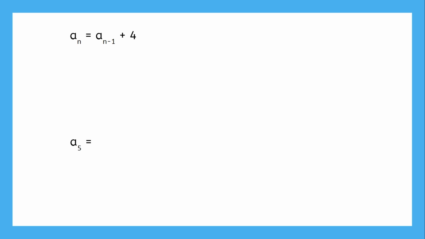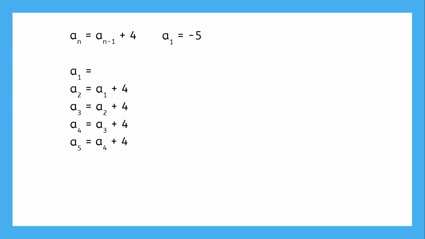Any term is equal to the previous term plus 4. We want to find the 5th term, which is equal to the 4th term plus 4. So to find the 5th term, we'll need to know the 4th term, which is 4 more than the 3rd term. And that requires us to find the 3rd term, which requires the 2nd term, which requires the 1st term. The 1st term can't have anything before it because it's the 1st. For this reason, no sequence can exist without knowing what the 1st term, or the initial term, is. So that will always be given to you.